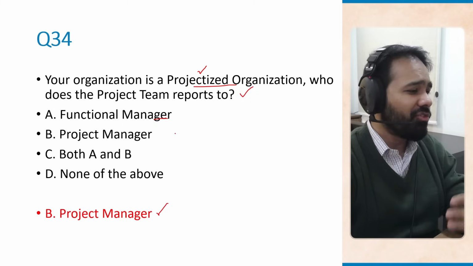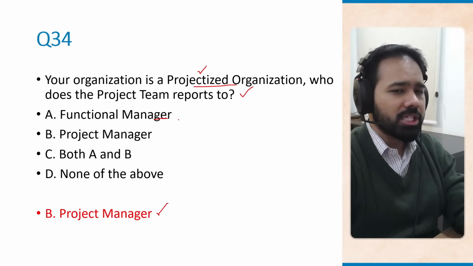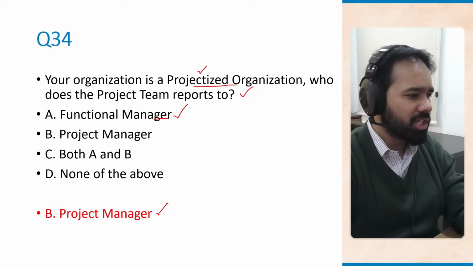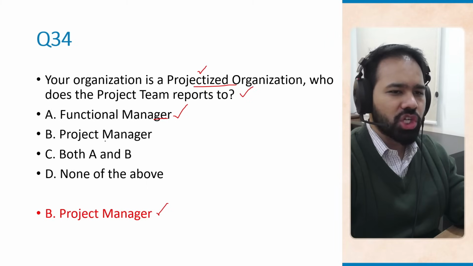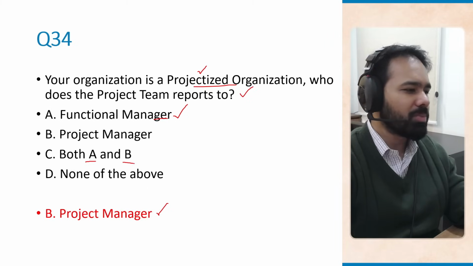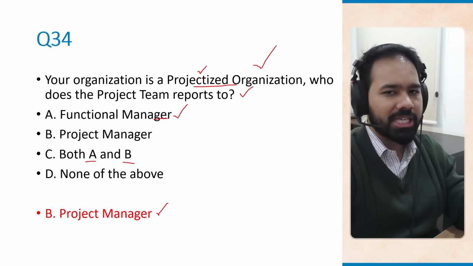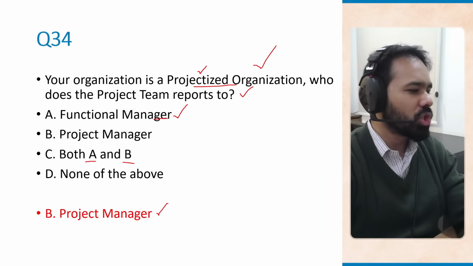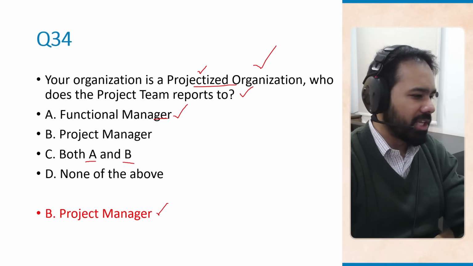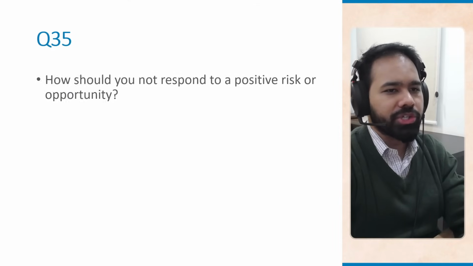When we talk about functional organization, this is where the team reports to functional managers. When we talk about matrix organization, the authority is shared between both functional manager and project managers. But when we are talking about projectized organization, which is what this question is talking about, the team reports to the project manager. Okay, let's move on to question number 35.